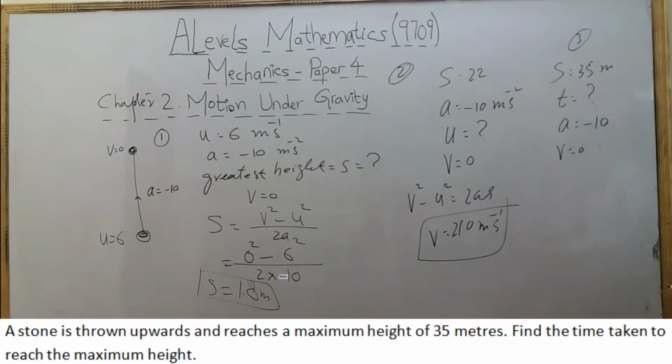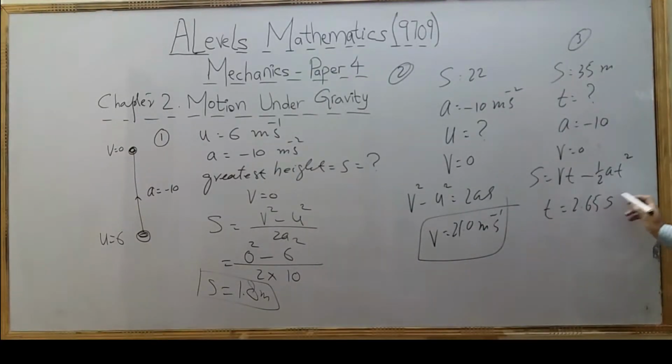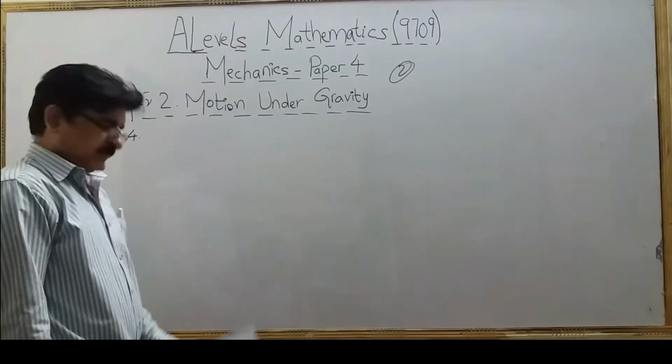Please read it. A stone is thrown upwards. Again we have upward motion. Reaches maximum height means this is the distance up to the highest point. So where v is 0. That's why I am taking v 0. Now upward motion a is minus 10. You have to find t. Now there is another equation of motion, s is equal to vt minus half a t square. Putting the values in this equation, you solve it yourself just to save time. You will get the answer 2.65 seconds. Okay, example 4.